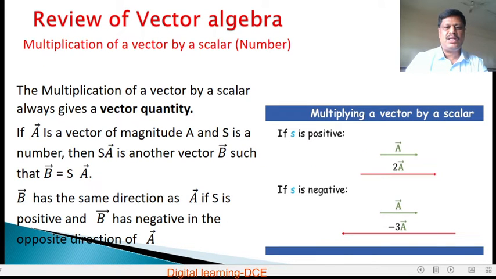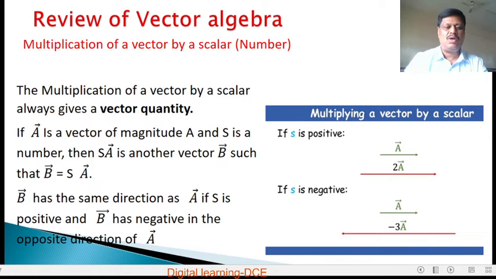Multiplication of a vector by a scalar or number. The multiplication of a vector by a scalar always gives a vector quantity. That means whenever you multiply a vector with a scalar quantity, it always yields a vector quantity. For example, linear momentum p is equal to mass into velocity. Mass is a scalar and velocity is a vector, and the resultant is momentum, which is also a vector.